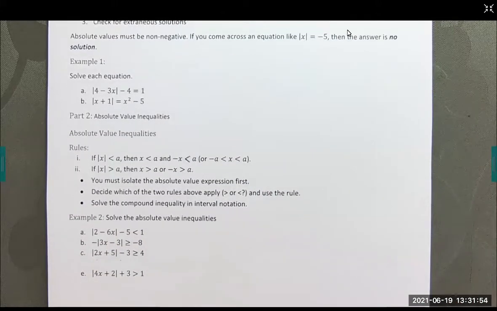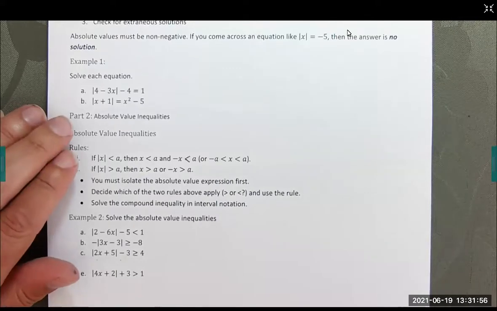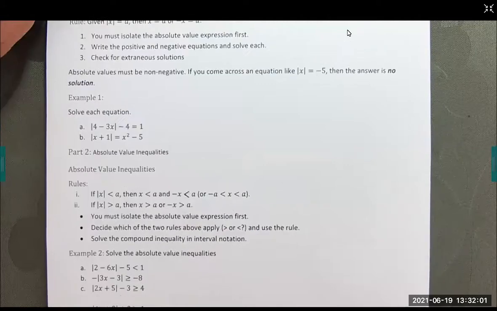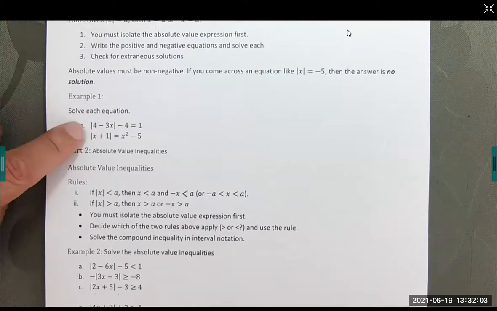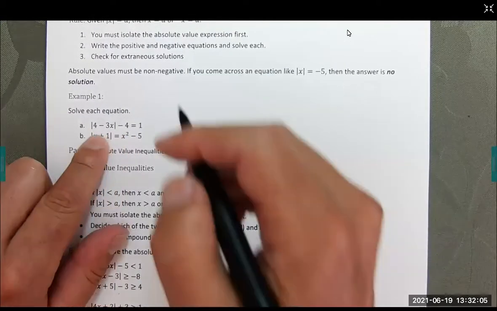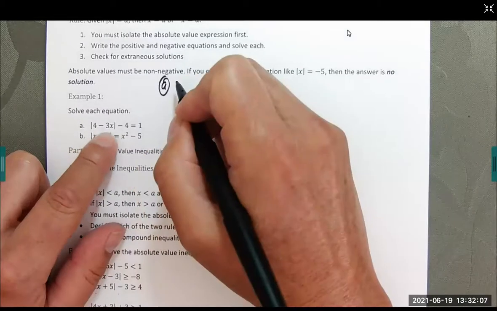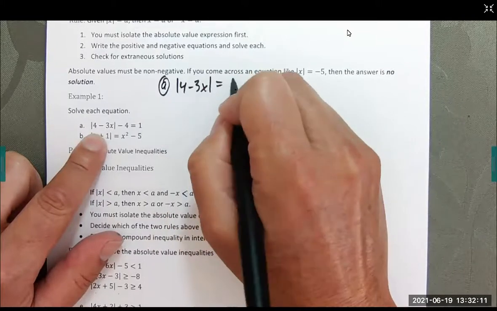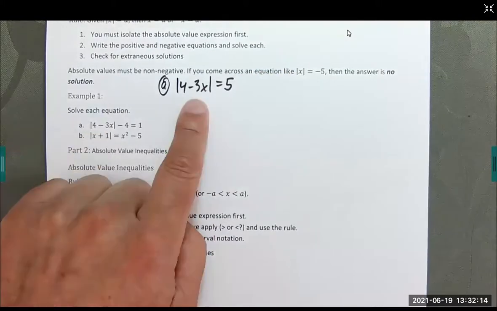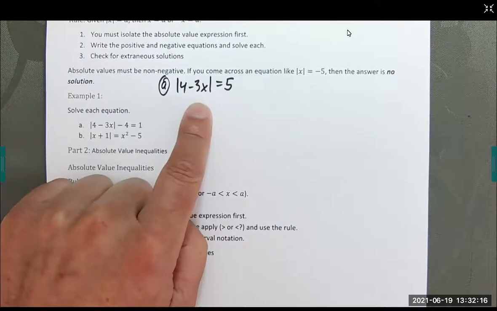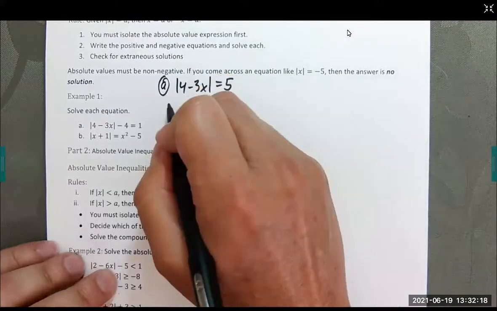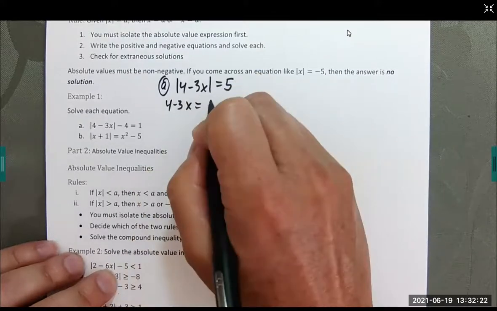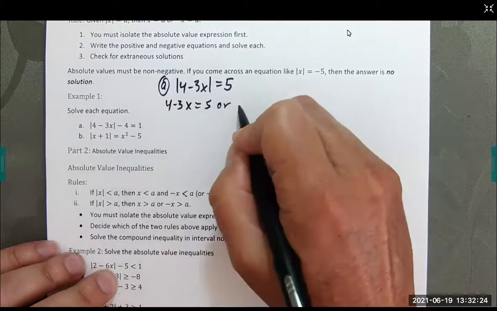Example 1. All right. So if you remember, one of the first things is you have to isolate the absolute value, meaning get the absolute value by itself first. And you'll notice I have a -4 here. So for part A, actually what I need to do is add that 4 to both sides. So that we're there. So now the absolute value is isolated, it's by itself. And now I'm going to have the positive version of this, or the negative version of this.